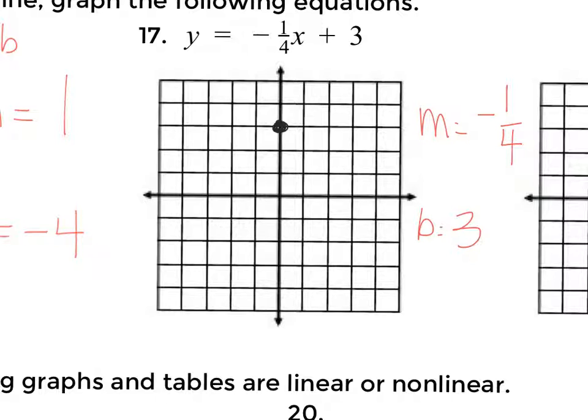And if this is -1/4, you're going to go down 1 to the right 4. So I guess I need to draw it. All the way across. Whoa, hey now. Let's pretend that went through that point, shall we?